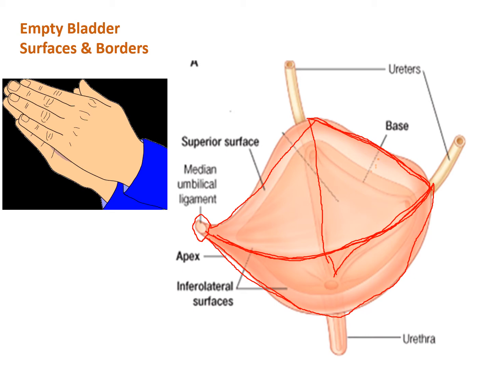Wherever the two inferior lateral surfaces and the base, all these surfaces, come in contact, that is the area from where the urethra is starting, and that is the area of the neck of the urinary bladder, would be somewhere here, where the urinary bladder is getting continuous with the urethra.